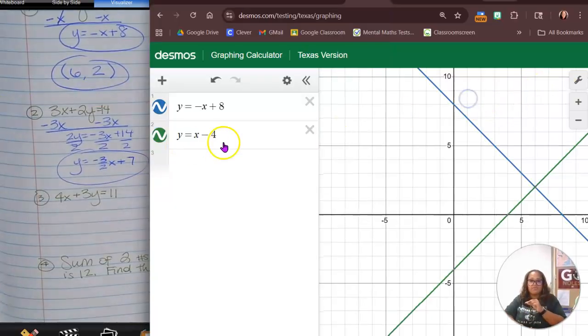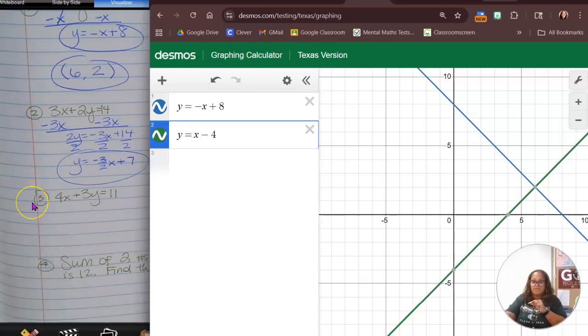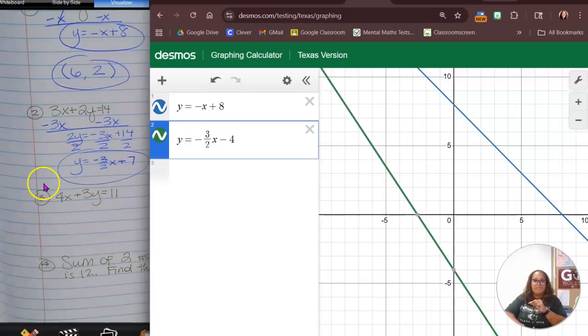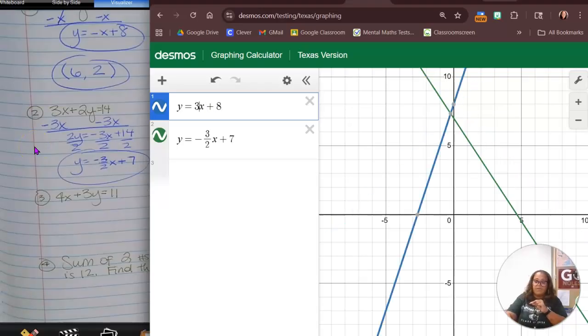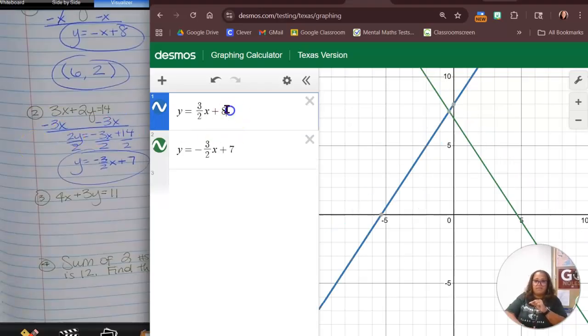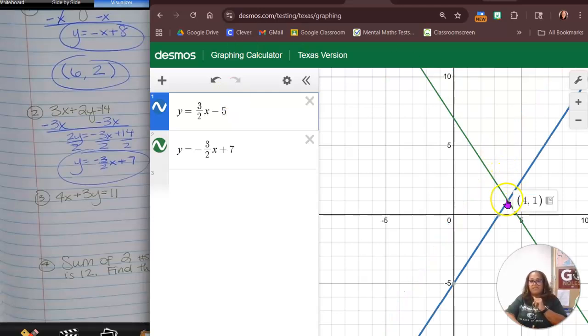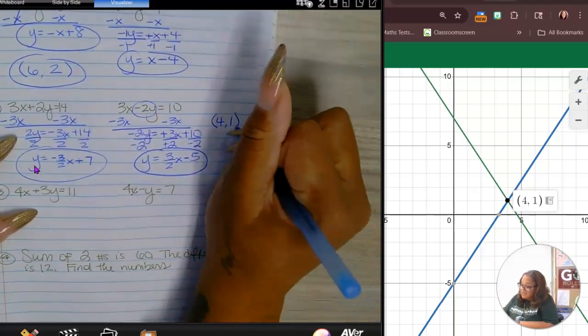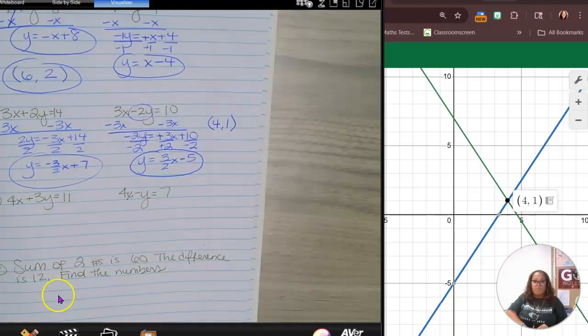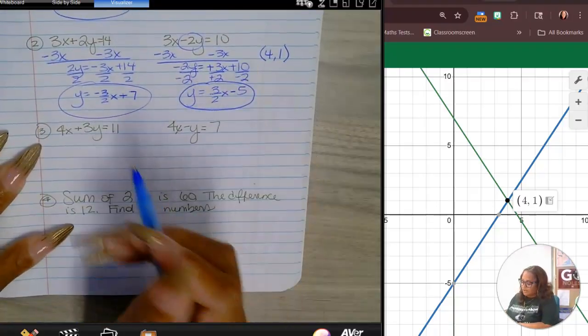Go to Desmos. y equals negative 3 halves x plus 7. And y equals 3 halves x, I probably should have done that the other way around, minus 5. And then I look and see where they intersect. They intersect at 4, 1. So I'm going to write my solution to this system over there. It's 4, 1.